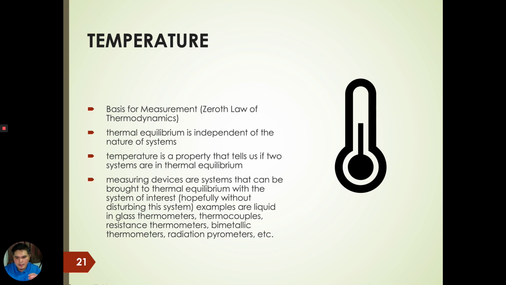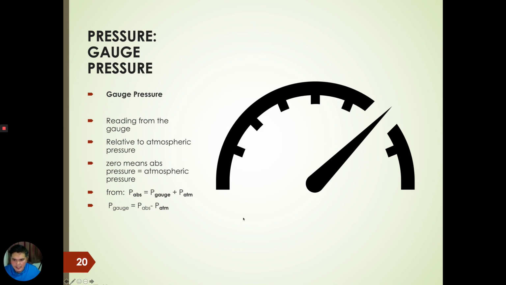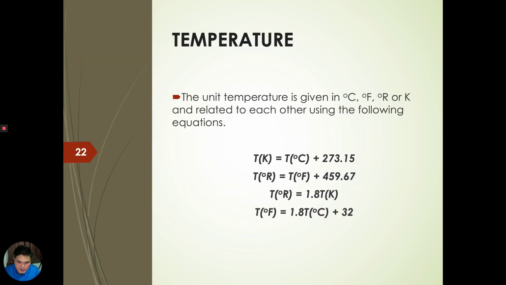If you put a thermometer in boiling water, or in cool water for example, you can see a drop of the mercury inside the thermometer, and it will achieve equilibrium at that particular time, and that is the temperature that gives some numbers. Measuring devices are systems that can be brought to thermal equilibrium with the system of interest. For example, we can use thermometers, thermocouples, resistance thermometers, bimetallic thermometers, radiation pyrometers, and so on. These are the equipment that can be used to measure temperature.